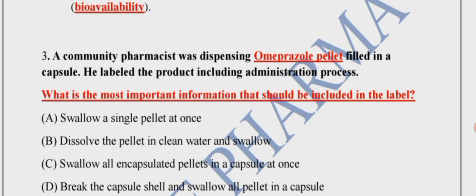B. Dissolve the plate in the clean water and swallowing. C. Swallow all encapsulated pellet in a capsule at once. D. Break the capsule shell and swallow all pellet in a capsule.